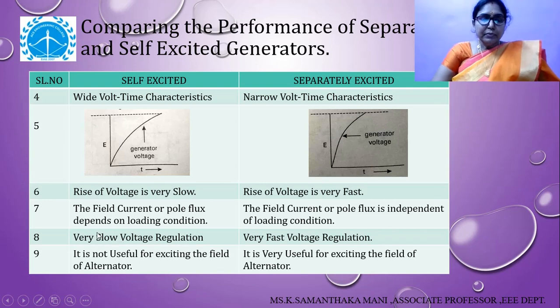And coming to the voltage regulation, it is very slow in self-excited and very fast in case of a separately excited generator. Self-excited is not useful for exciting the field of an alternator because its characteristics are very slow, so it is not used for alternators. But the separately excited generator is very useful for exciting the field of an alternator.